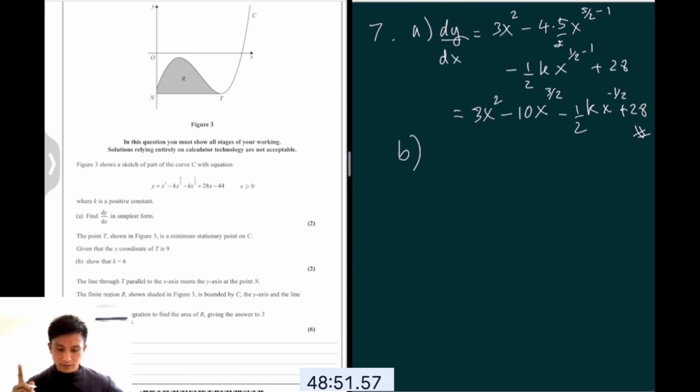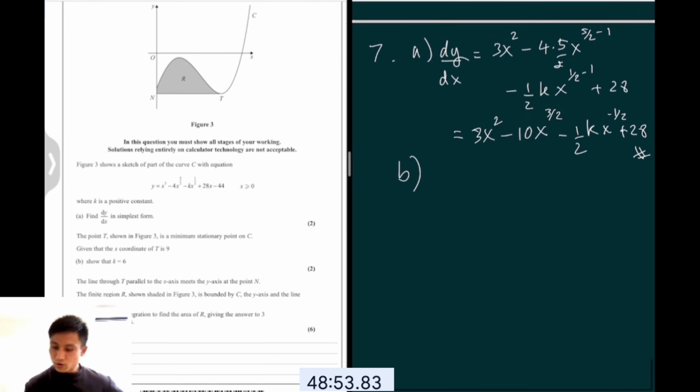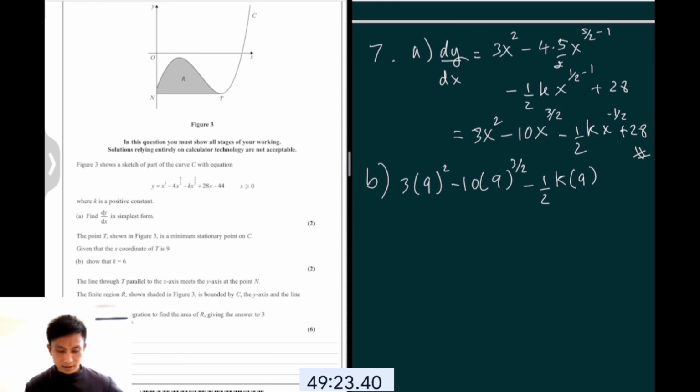Right. So we just have to equate this to 0 and plug x in, yeah? So the derivative that we found, we plug x equaling 9 in, because the x-coordinate of T is 9, okay? So if we plug 9 in, we should get 0, right? Because the derivative equaling 0 means a turning point. And we leave k unknown here because we are finding it.